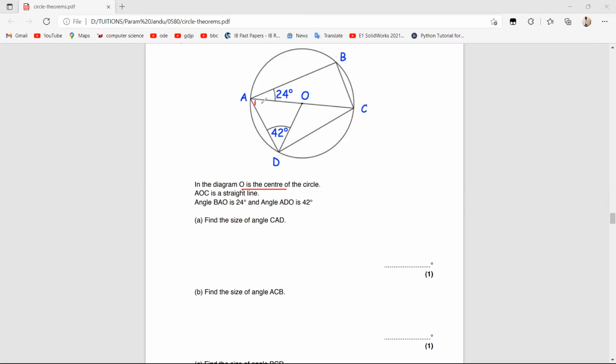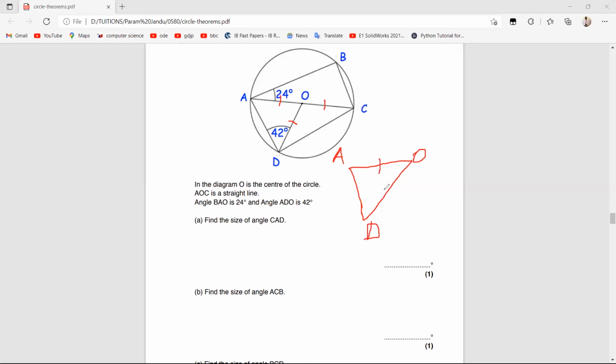So now, if O is the center of the circle, some things start coming in mind. Any line from the center to touch the circumference of the circle is a radius. So this will be a radius. This will be a radius. This will be a radius. That simply means the lengths of those lines are equal. So if you isolate that triangle, AOD, triangle AOD looks like this.